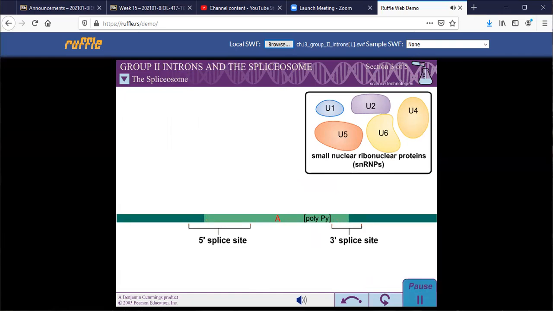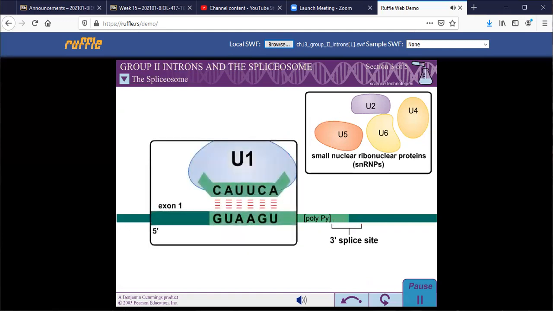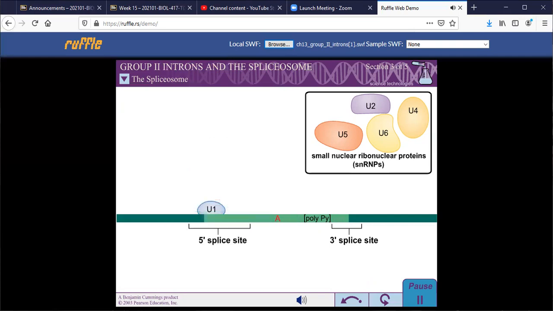First, the U1 snRNP recognizes the 5' splice site using base pairing between its RNA component and the RNA transcript. A subunit of an RNA-free protein called U2 auxiliary factor, or U2AF, binds to the conserved pyrimidine tract, and another subunit of U2AF binds to the end of the 3' splice site. U2AF recruits branch point binding protein and helps it bind to the branch site. This arrangement is called the early complex.